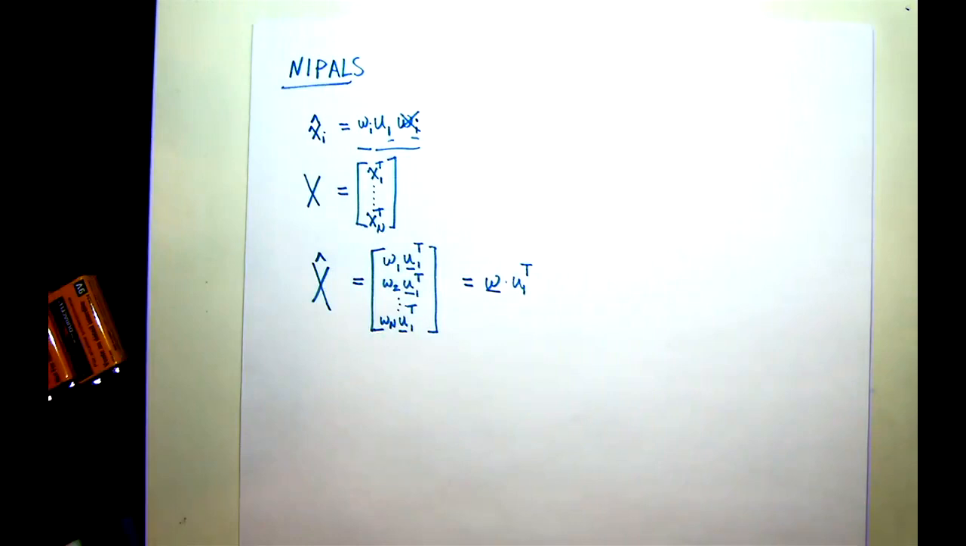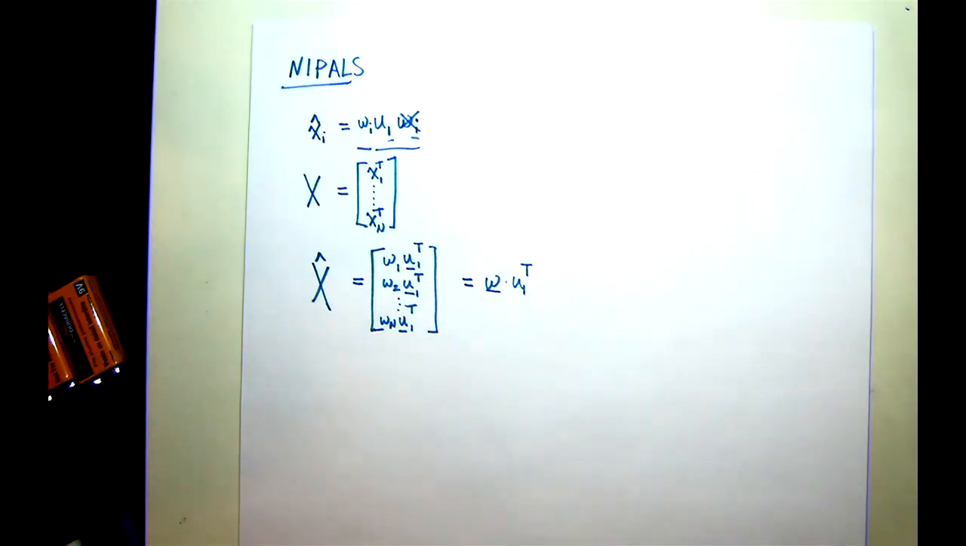So basically, this is an outer product. We're just going to take the set of weights, make a vector out of it, and then to get the data matrix, we can just take the outer product of that.